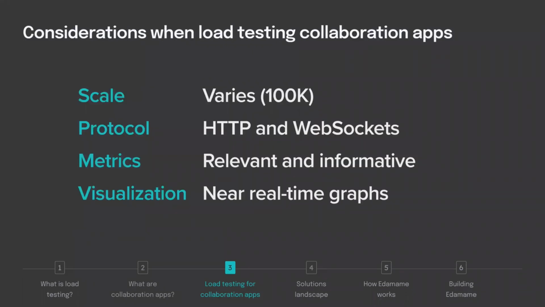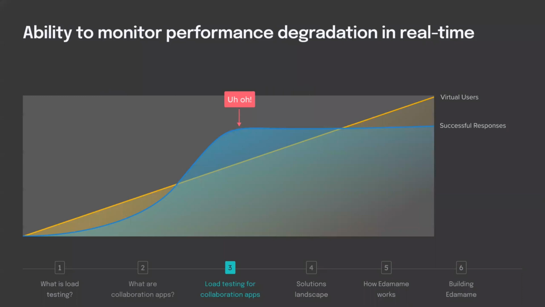Finally, we need to consider how data is visualized. In the case of collaboration apps, near real-time graphs are typically preferred. And this is because developers sometimes need to run load tests against production. Production is where live servers interact with real end users. Since load tests are meant to find the limits of these resources, developers will need to monitor their test results in near real time. This will allow them to react to any performance degradation as it happens by either scaling up production to handle the additional load or by stopping the test.